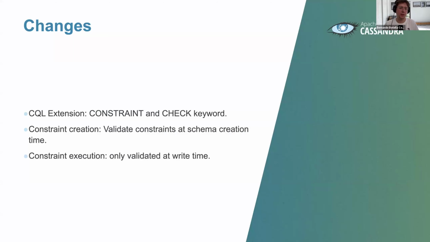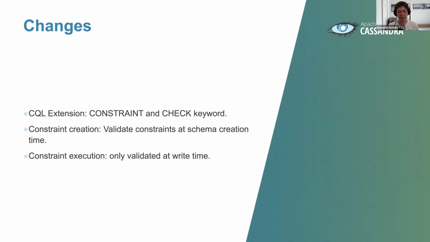So first of all, we need to extend CQL, adding those 2 new keywords and just making sure that the grammar makes sense and works and doesn't break anything else. Now, at the time of the constraint creation, that is whenever we are creating a table or altering a table, adding a new constraint, we need to validate that the constraint and the functions and the types of the columns passed to that function are valid.